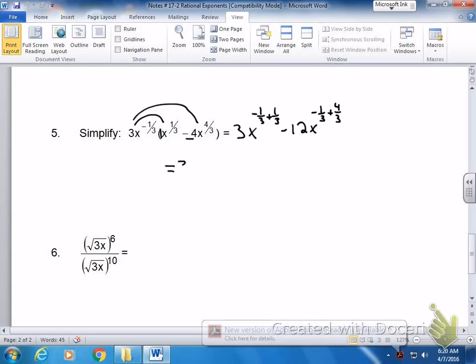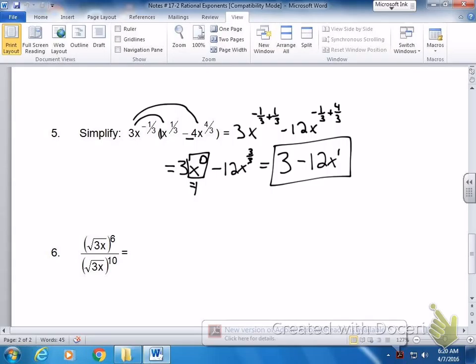Now I have equals 3x. Well, guys, negative 1/3 plus 1/3 is 0. Then I have minus 12x, negative 1/3 plus 4/3. 4 minus 1 is 3, so I have 3 over 3. And now I can clean that up. Guys, it's been a while since we've talked about this, but anything to the 0 equals 1. 3 times 1 just leaves me 3. And I have minus 12x. I'm going to put to the first because 3 over 3 equals 1. And there's your answer. So you've got to remember these exponent rules. I know it's been a while, but if you remember them, it really isn't very bad.